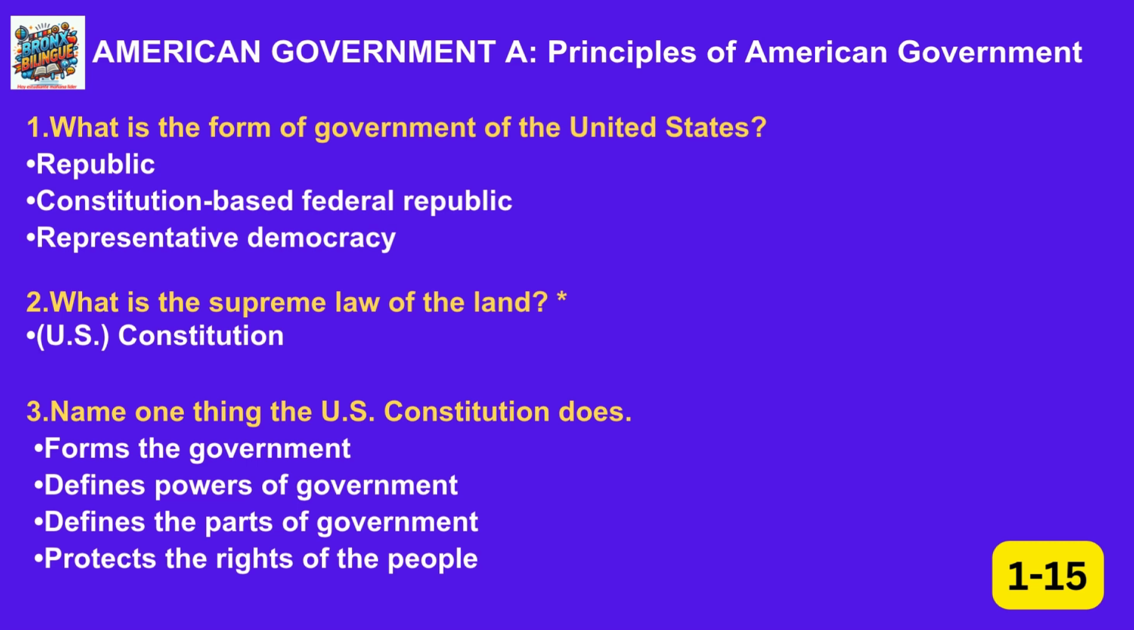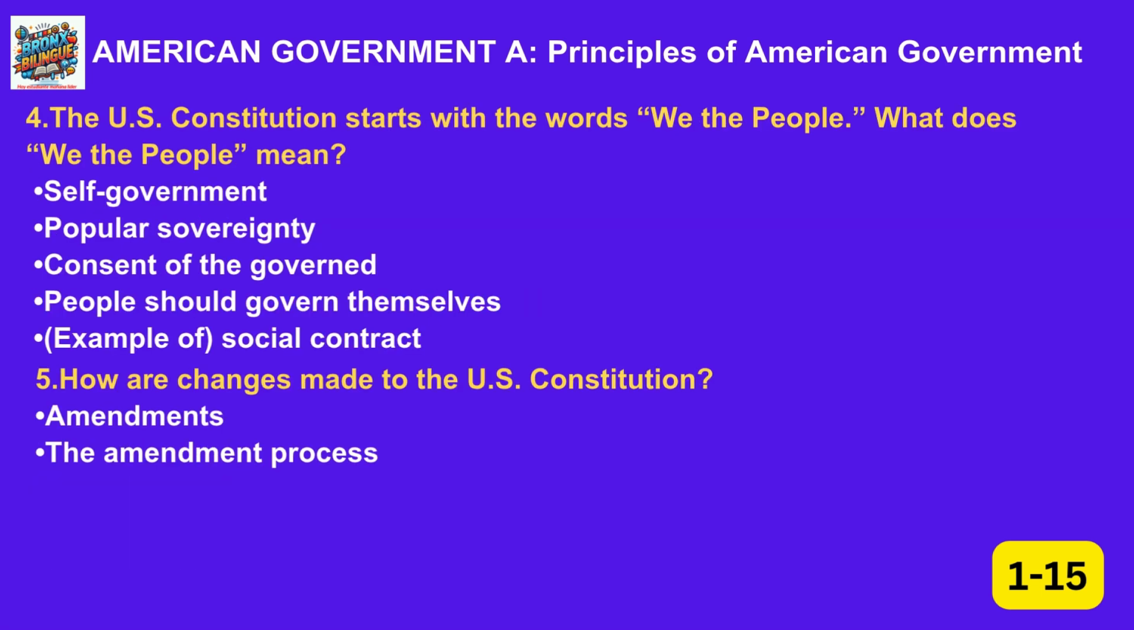Constitution. 3. Name one thing the U.S. Constitution does. Forms the government. Defines powers of government. Defines the parts of government. Protects the rights of the people.